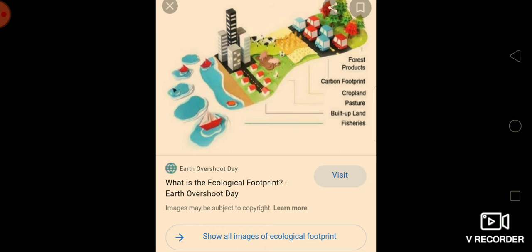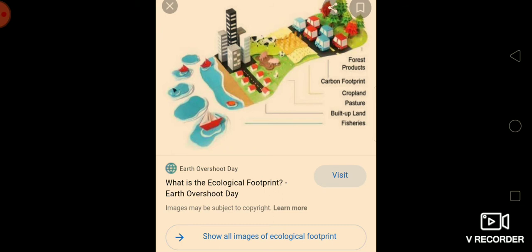Understood? So, the grazing land, cropland, forest. Understood? Then the food which is produced, and fiber, timber it consumes, then to absorb waste emitted when it uses energy, and to provide space for infrastructure.